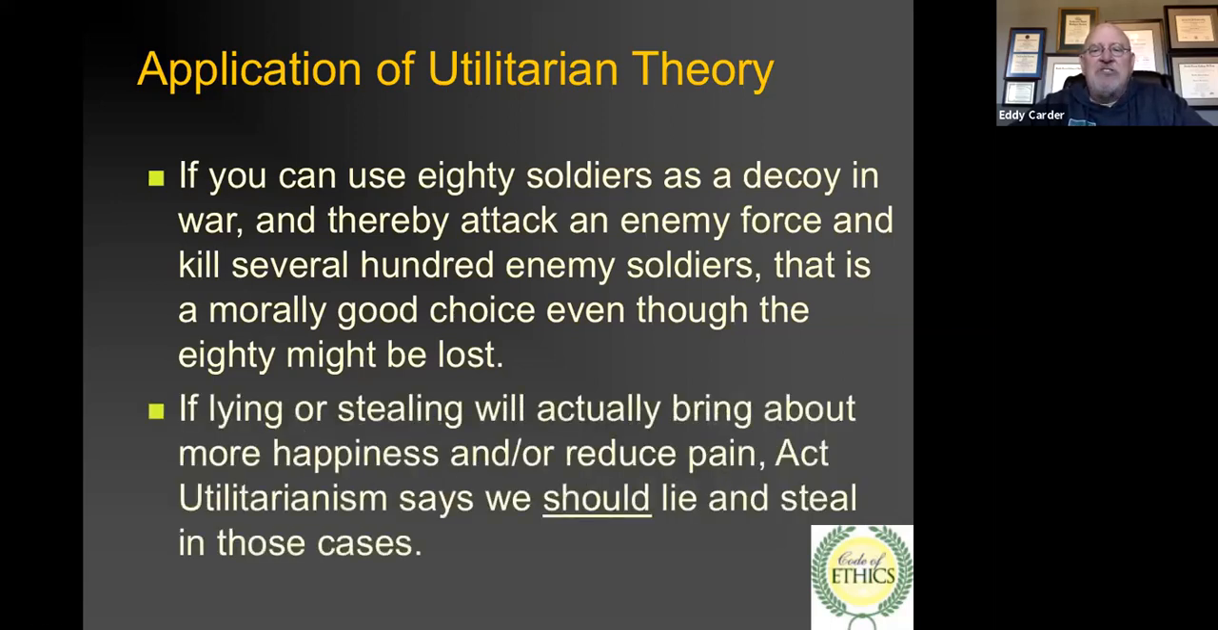If lying or stealing will actually bring about more happiness and reduce pain, act utilitarianism says we should lie and we should steal in those cases. So if lying or stealing actually brings about more happiness or reduces pain, then utilitarianism says there's nothing at all wrong with lying or stealing. So, back to that situation with regard to Anne Frank that we talked about in one of our previous lectures. If you lie to the Nazi soldier who comes by to arrest her and say she's not hiding in your house, if that saves her life, then lying is permissible there.